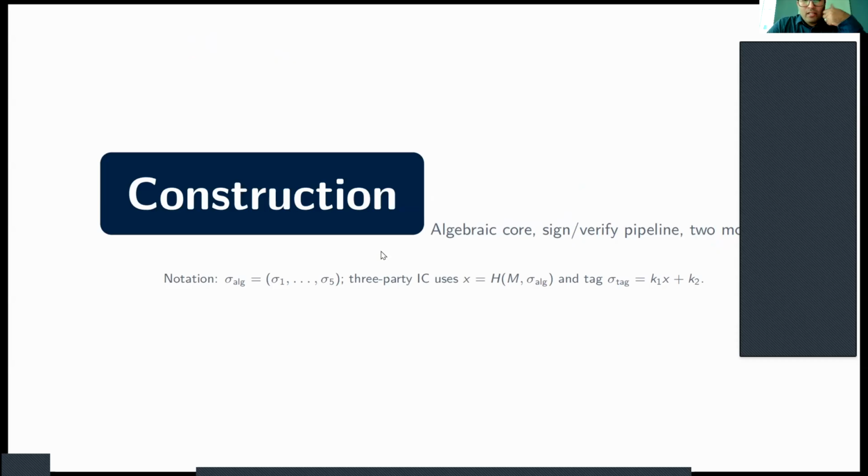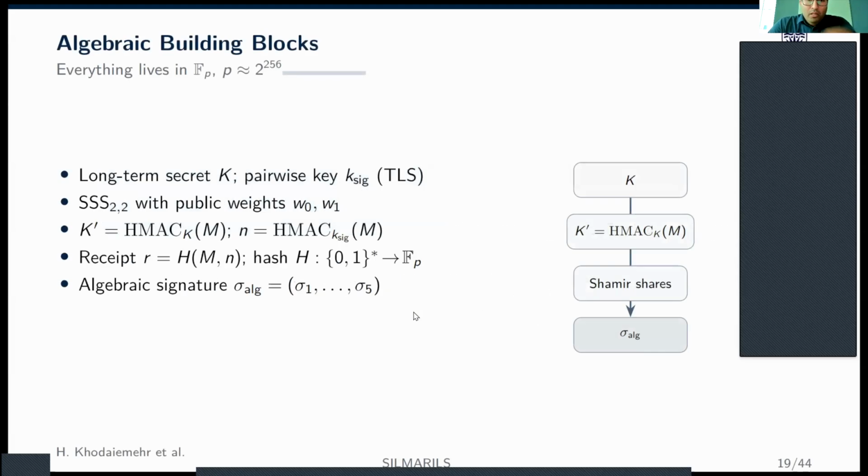All right, let's build SILMARILS. I'll fix notation here. Sigma alg stands for sigma 1 to sigma 5. Three-party information checking uses X as the hash of M and sigma alg. We also have a tag of the form sigma tag equal to K1X plus K2. Please do not confuse sigma alg and sigma tag because they look very similar. The algebraic building blocks are explained in this slide, and you can see that everything lives in FP, and we assume P is of the order of 2 to the power of 256.